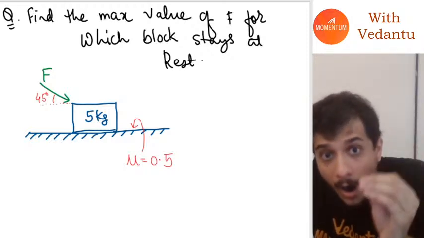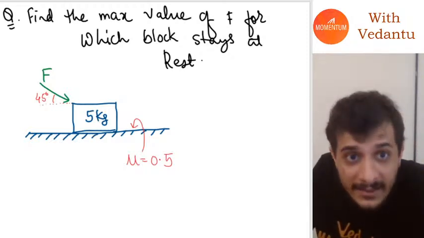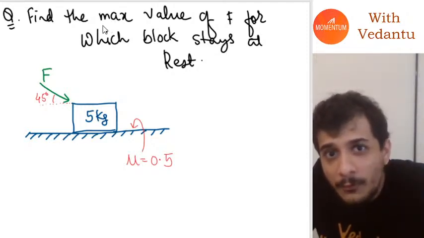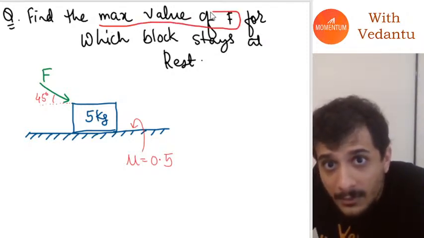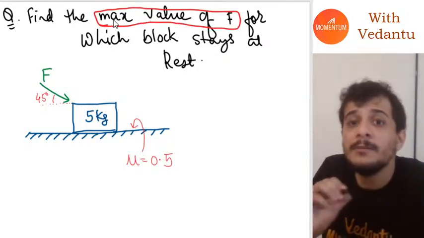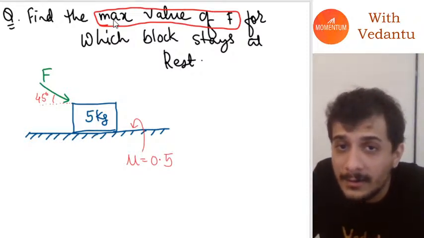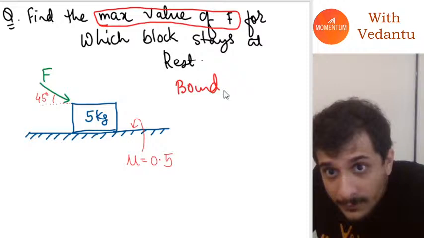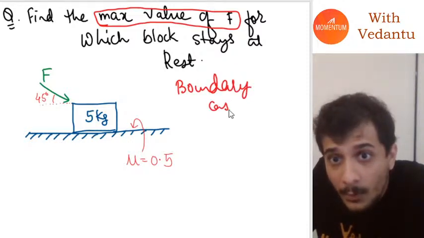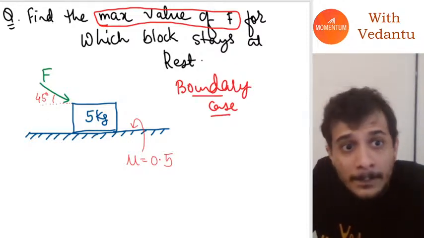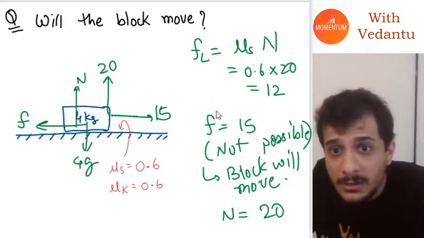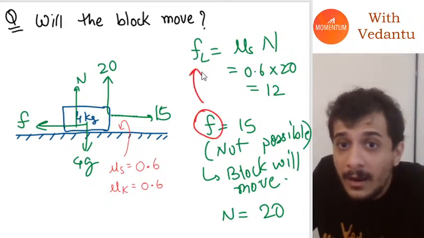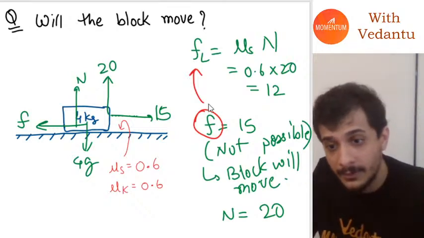See now, in this case, they have given you a very simple instruction. You have to find the maximum value of f for which it will stay at rest. So what you do is you take the boundary case. What is the boundary case? You know that the value of friction can only go as high as limiting static friction.